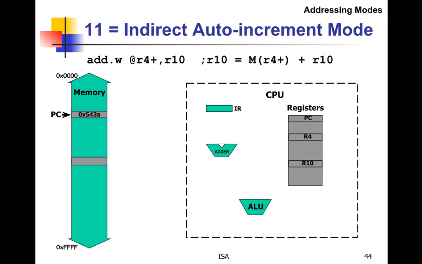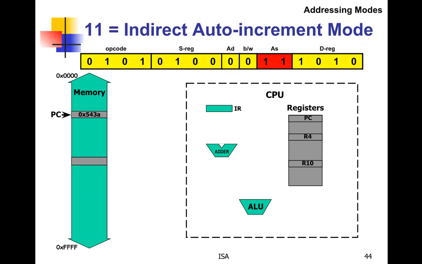Okay, so let's look at the auto increment mode. This is very similar to the indirect that we just looked at, except it adds the increment on the end. And this still takes 1 cycle. So let's look at what happens. First of all, we go to the PC, and the PC tells us to go out and get that 543A, and there it is, 543A. The source being 3 tells us it's an indirect auto increment mode.